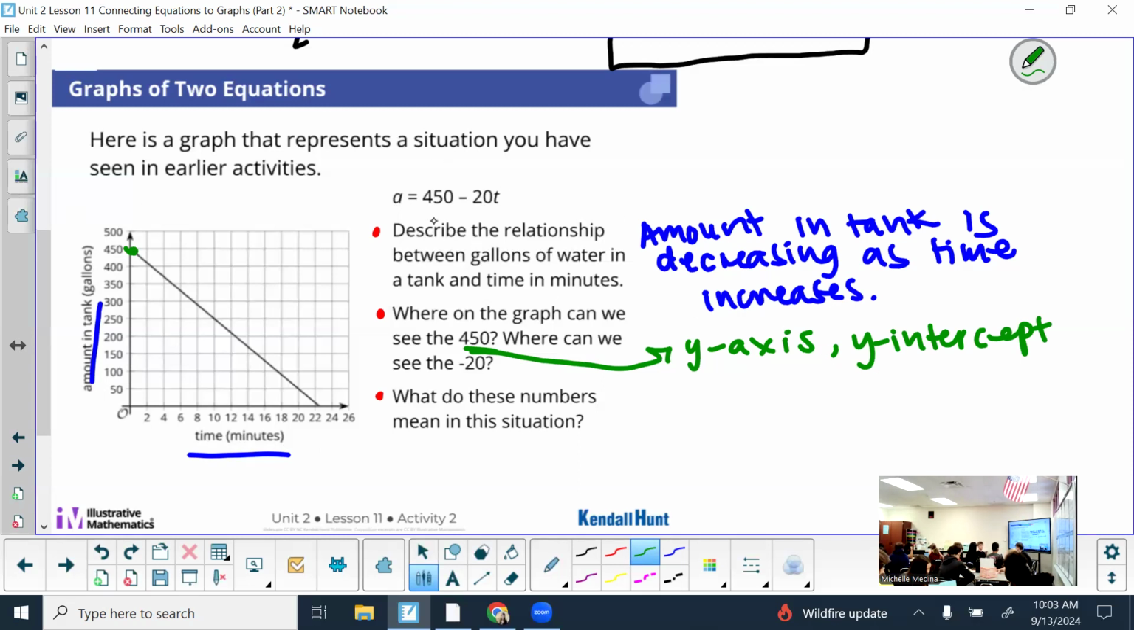If you look at the equation, it's the number that is not attached to the variable. So our y-intercept is never attached to the variable, even if we write it out of order. Compare it to y equals mx plus b. They wrote the y-intercept first, when normally you might be used to it coming second. It doesn't matter. The single number, the one that's not attached to the variable, is always your y-intercept. Questions on that? Okay. Table 1, where can we see the -20?